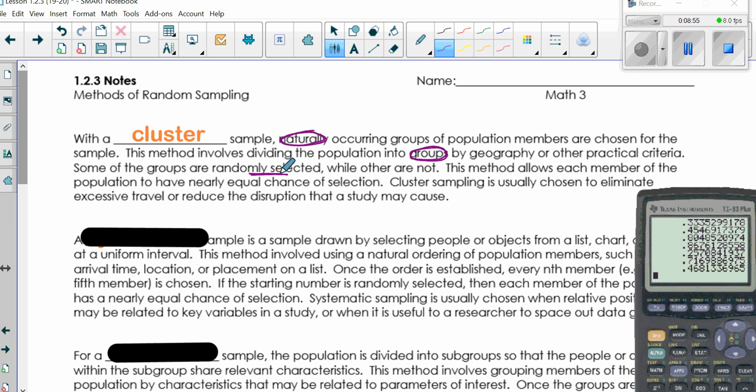This method allows each member of the population to have a nearly equal chance, so that's important, a nearly equal chance of selection. That means it's a good way to pick a group since it's nearly equal and it's not biased. Cluster sampling is usually chosen to eliminate excessive travel or reduce the disruption that a study may cause.